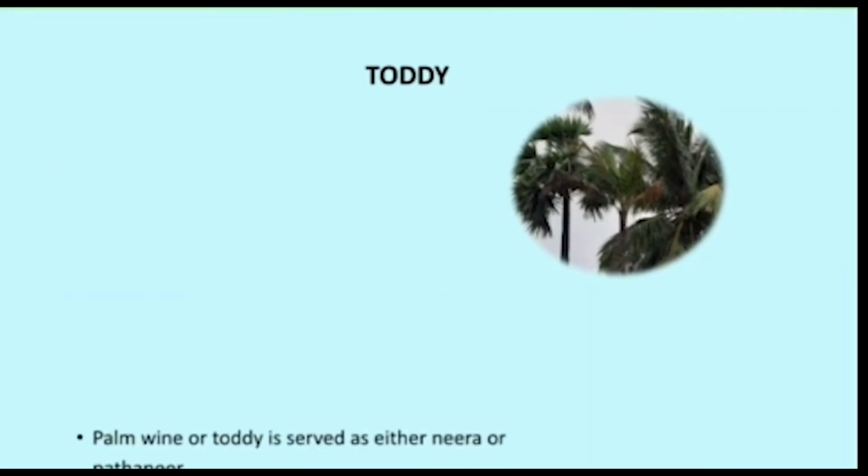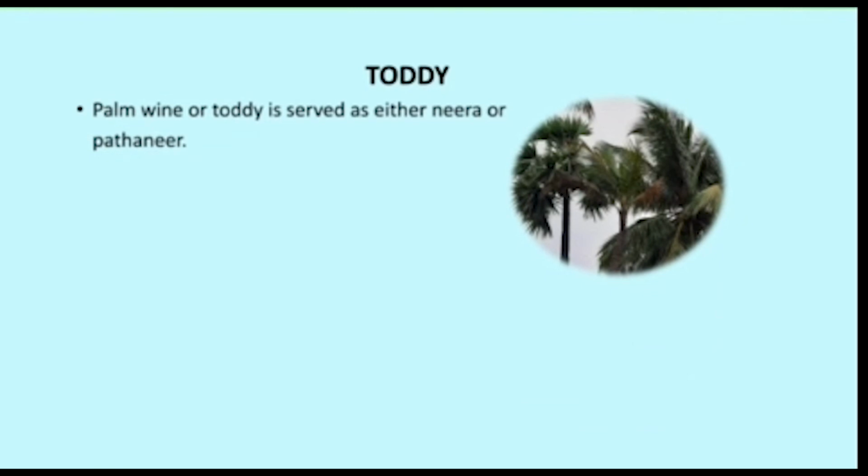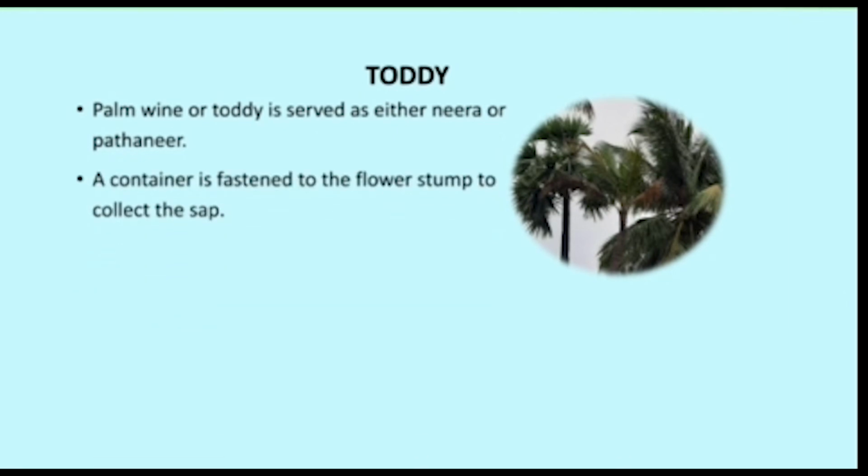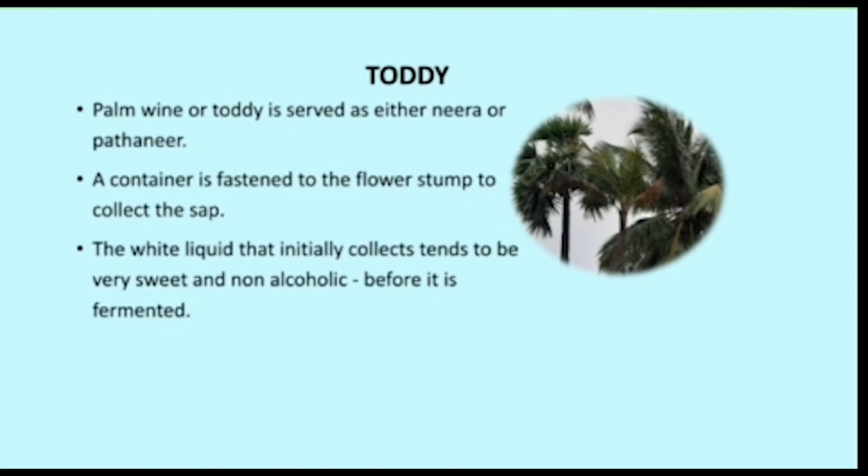Toddy. Palm wine or toddy is served as either nira or pethanir. The sap is extracted and collected by tapping. Typically, the sap is collected from the cut flower of the palm tree. A container is fastened to the flower stem to collect the sap.